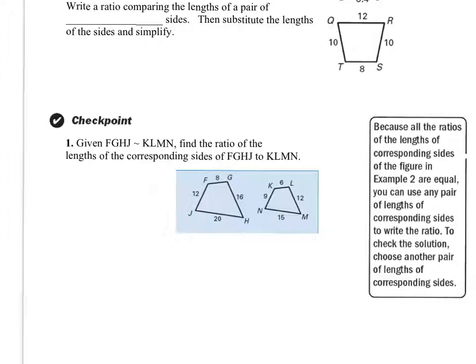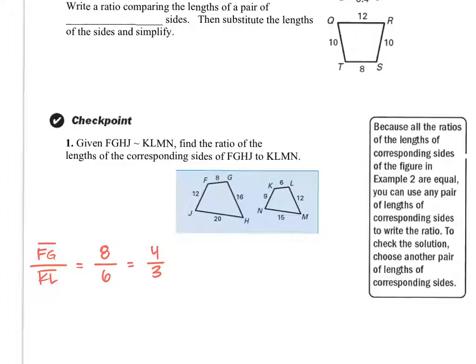Let's write one pair of corresponding sides. We could say that FG corresponds to KL. FG is 8, KL is 6. When I simplify that, I get 4 over 3. So I'm pretty sure that's my ratio, but I'm going to use another pair of sides to prove it.